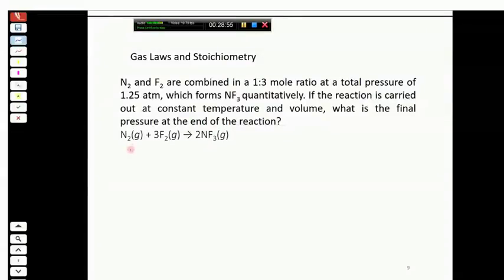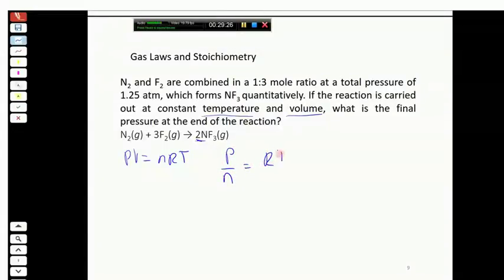So what we're changing is the number of moles. So we have PV equals nRT. And during the course of the chemical reaction, the number of moles is changing. So we're telling you that the temperature and the volume are constant, but as we go from reactants to products, on the reactant side we have 4 moles of gas, 1 mole of nitrogen, 3 moles of fluorine, at least that's the ratio of those two. And then on the product side, we have only 2 moles of gas. So the two things that are changing are pressure and number of moles.